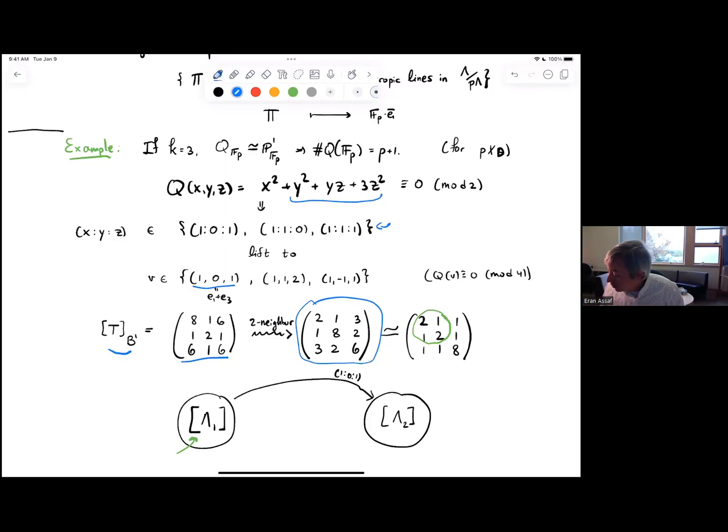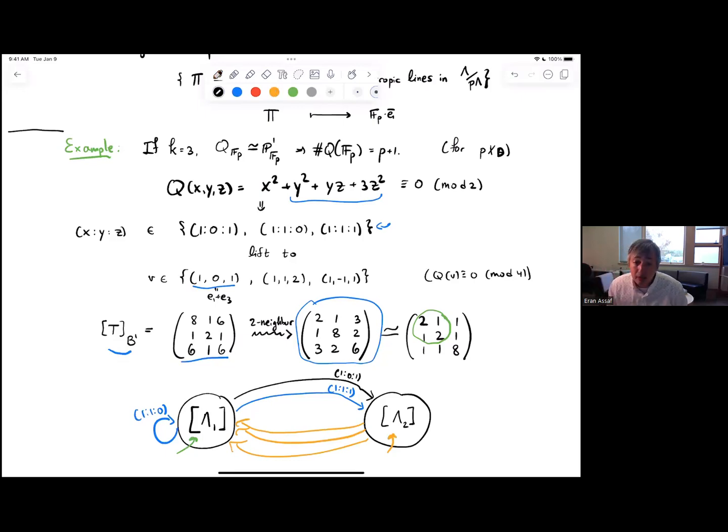Now we can do the same for the other neighbors, right? For 1, 1, 0, we will end up with a lattice which is isometric to the thing we started with. And for the 1, 1, 1, we will get again a lattice isometric to the second class. We could also start with this lattice and look at its 3 two neighbors and see which isometry classes we are landing in. And we will see that all 3 of them give us lattices that are isometric to lambda 1.